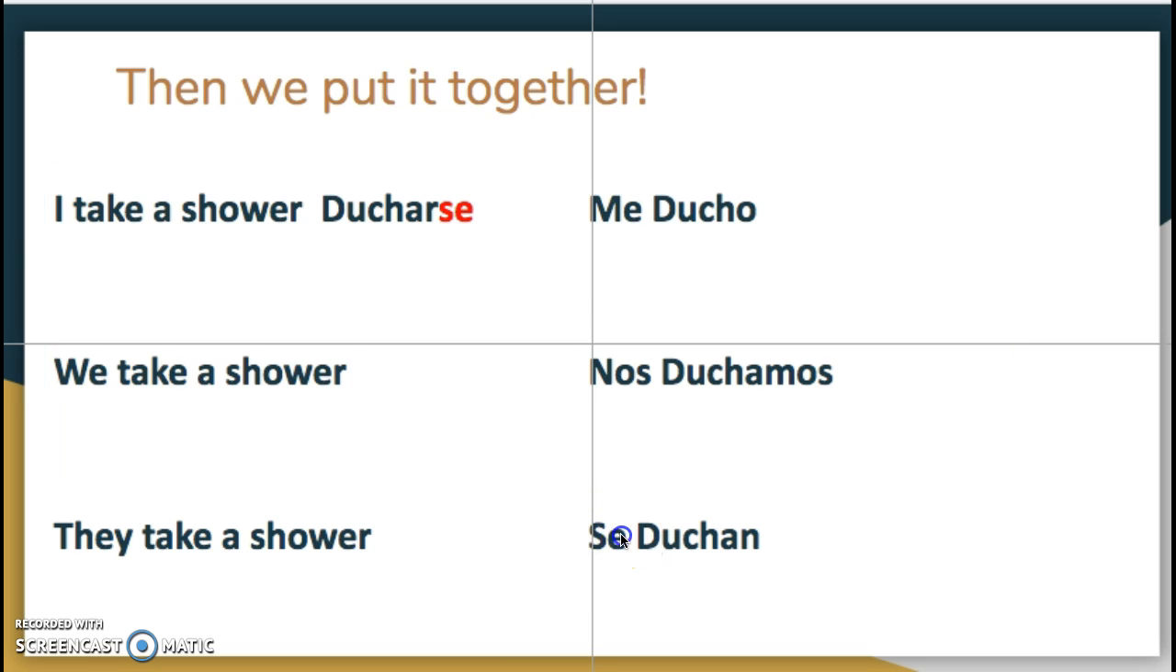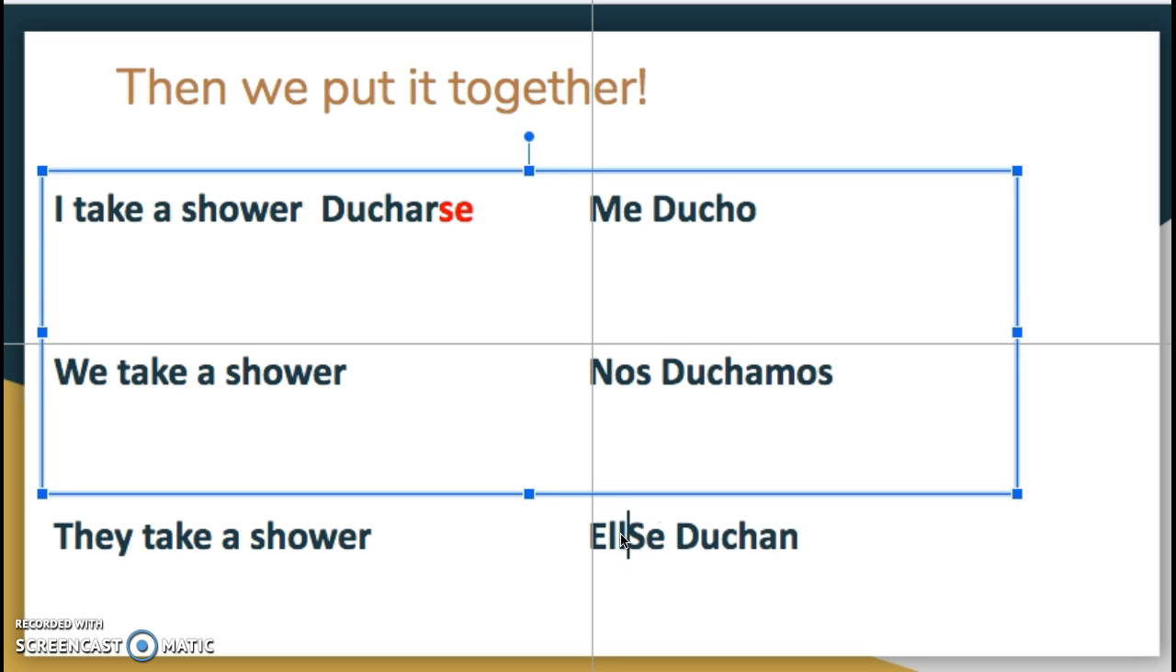And you can put the pronoun in front. You can say ellos se duchan. Sometimes you'll need to because se duchan could mean they or you all. We don't really need it here because we already have nos and duchamos, so it's kind of redundant. Here, same thing. You could say yo me ducho, but that just sounds like a lot of referring to yourself. So just me ducho is enough.